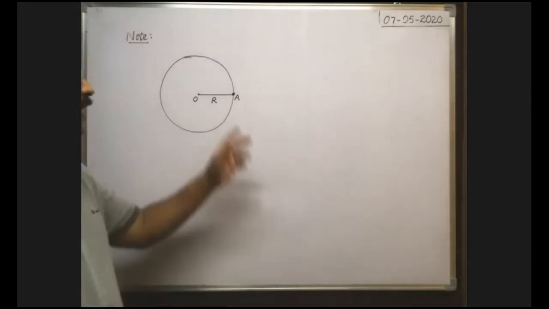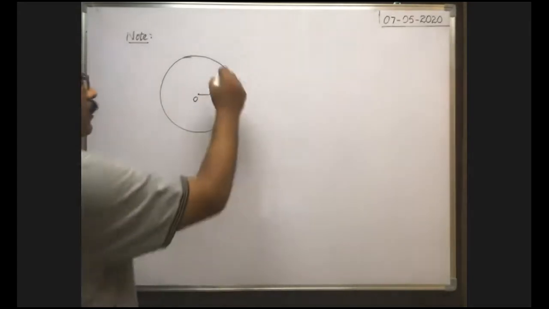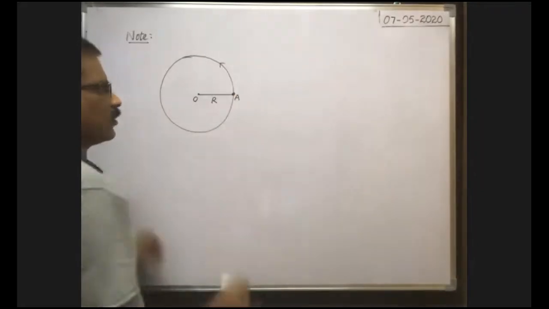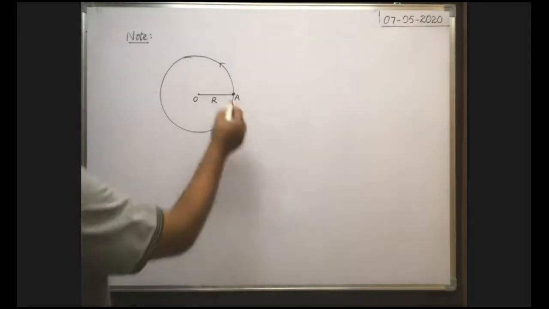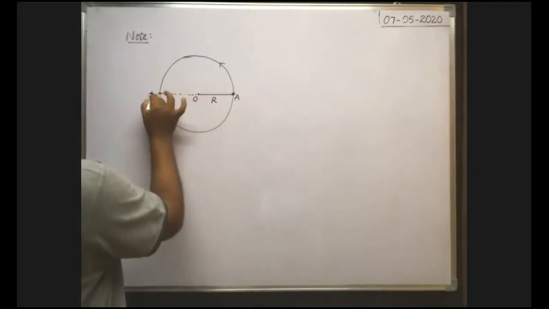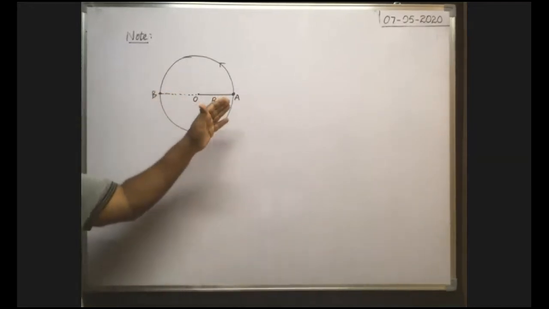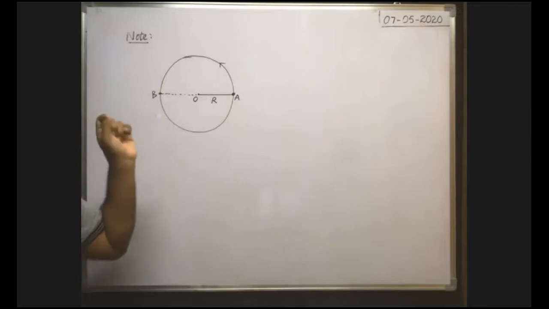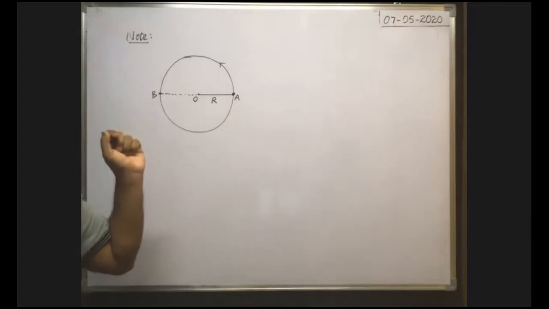The body starts its motion from A along the circular path in the anti-clockwise or counter-clockwise direction, like this. Whenever the body completes half of the rotation, it comes to the point B. Then what is the distance traveled by the body in this case?